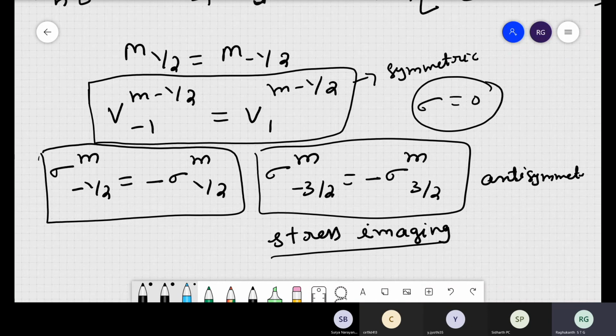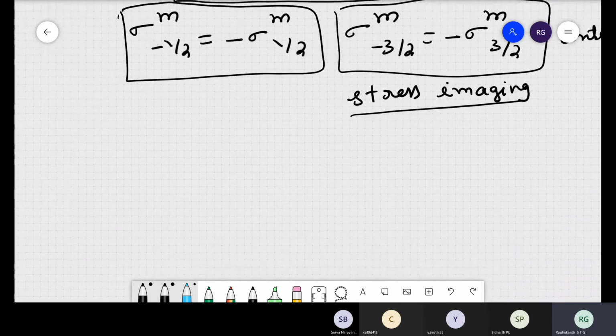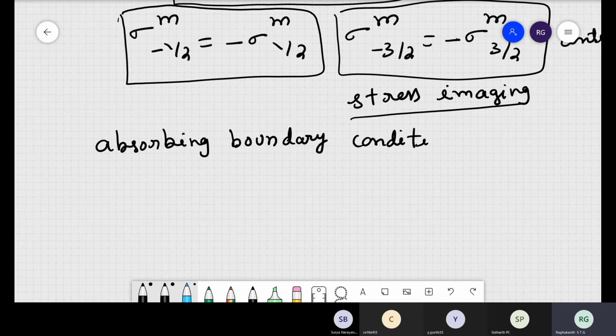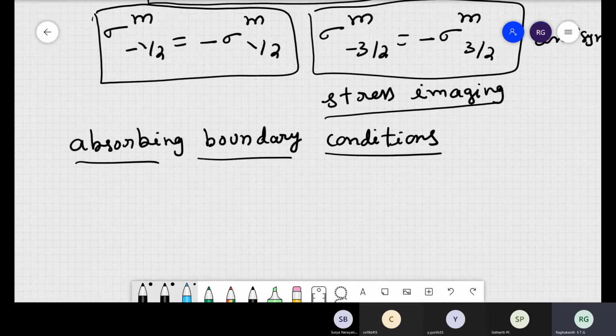Now, the last boundary condition is the absorbing boundary condition. So this is how we represent it. Of course, I will give you an introduction, and maybe next class we will derive it. So what do you mean by absorbing boundary conditions?